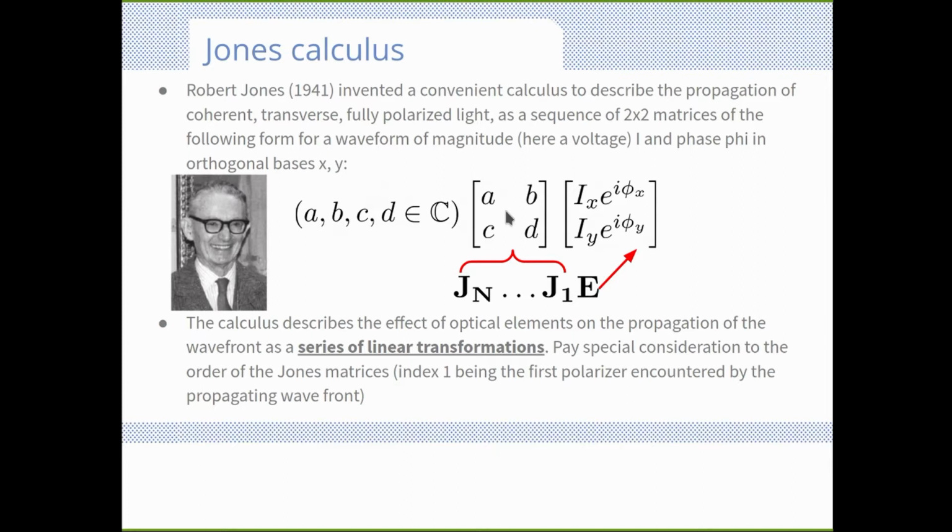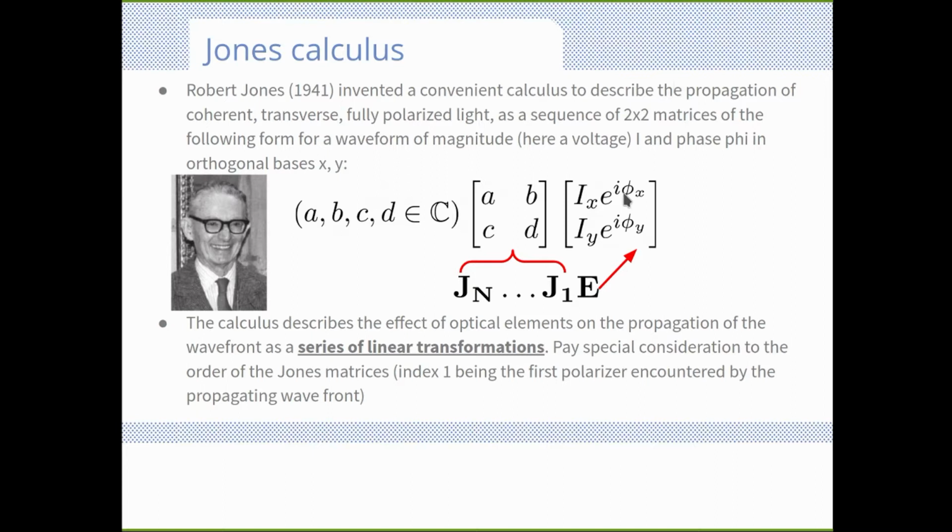The matrix here has four terms, so it is a complex 2x2 matrix, as I indicate here. A, B, C, and D are all complex numbers, right? And this matrix here is the dot product between various different such 2x2 matrices. So this is just the final product. We can decompose this into any number of matrices where the signal on the right-hand side here, the I of X, I of Y, modulated by some phase, describes the propagation of the signal through free space.